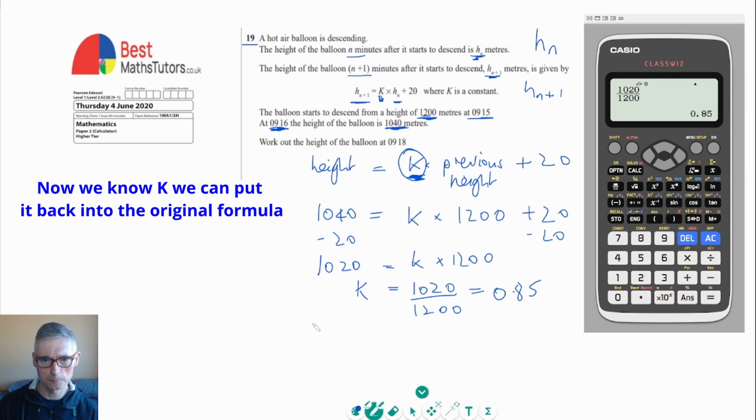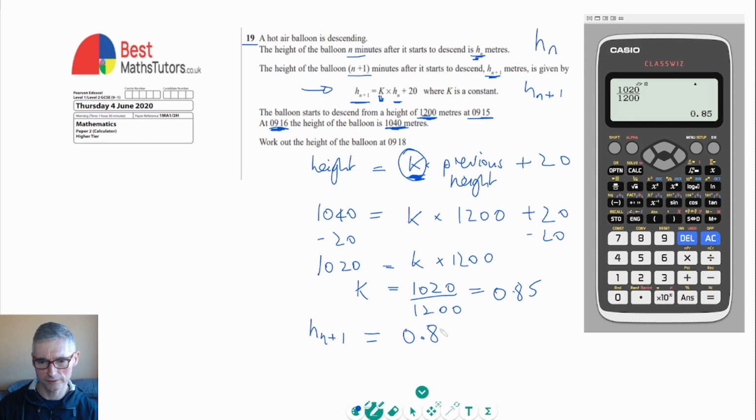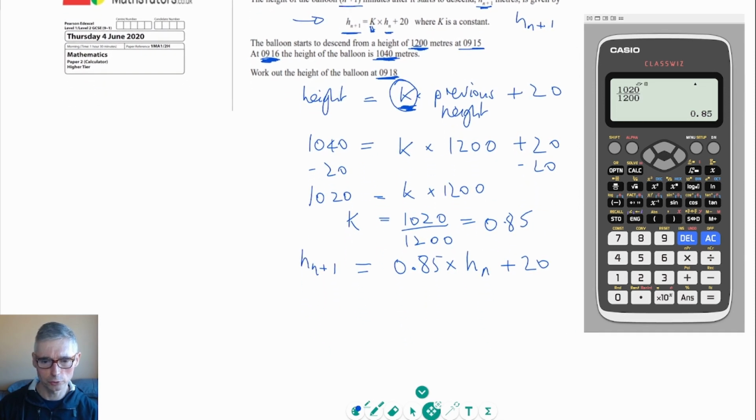So using the notation that they've got here, h n plus 1 is equal to 0.85 times the previous height, which is h n, plus 20. And now what we're asked to do is find the height of the balloon at 0918. So really that's 2 minutes after the height we're given at 0916. So first of all we can find the height at 0917.